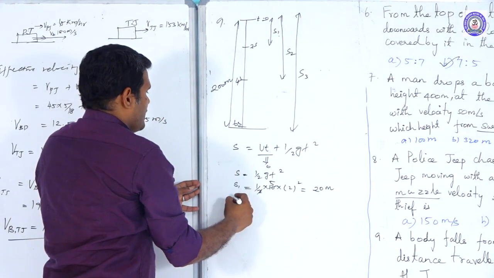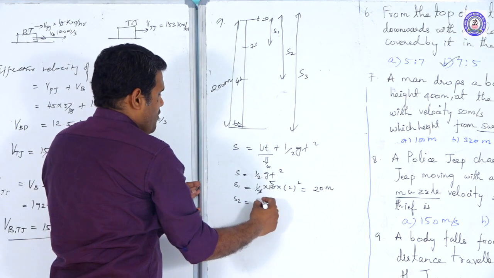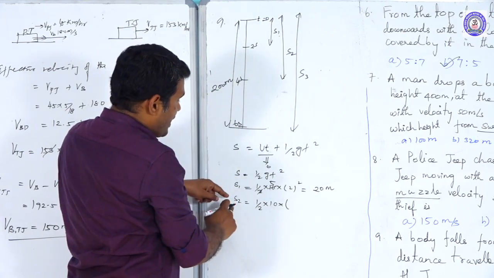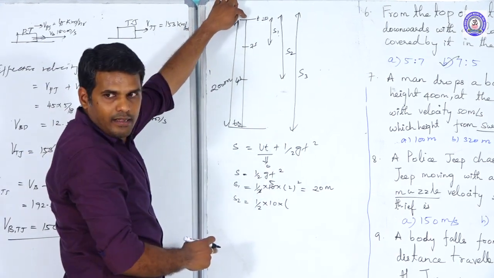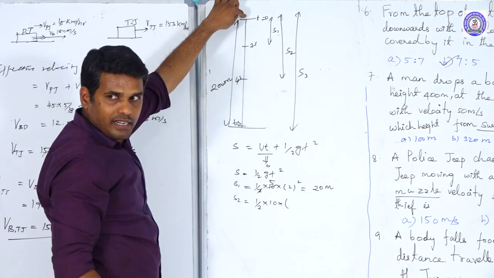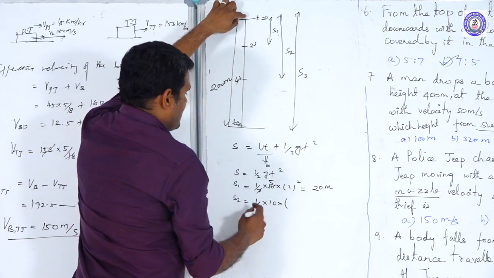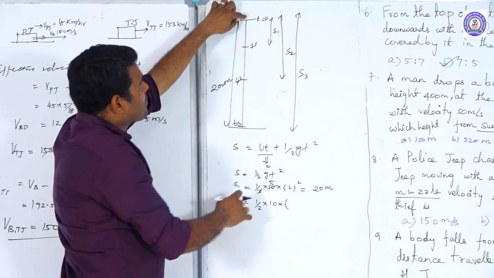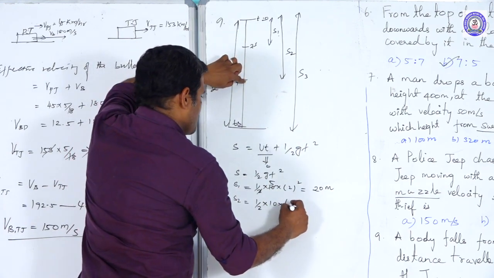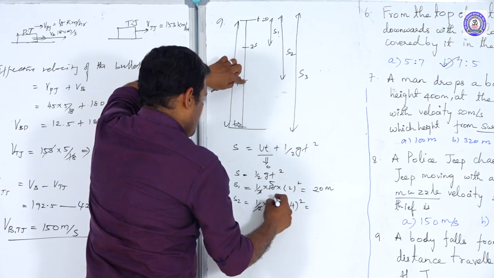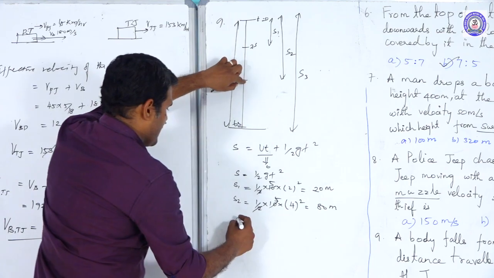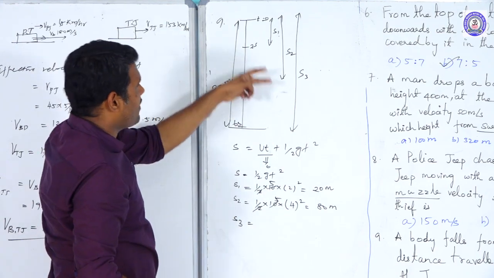Then S2 is equal to half into 10 into t square. But here we are calculating S2 from the beginning because we are considering the initial velocity here as 0. So we have to start from this point itself. So we can write ut is 0 as it is, half of g into t square. Total time is 4 seconds. So 4 the whole square, this is 5. So 5 into 4 square 16, so 80 meter. Then distance traveled in the 6 seconds.